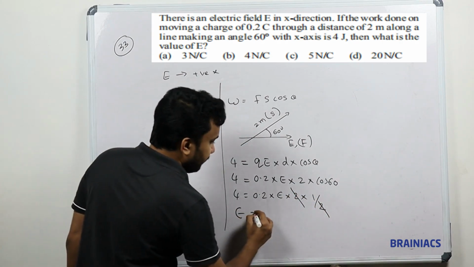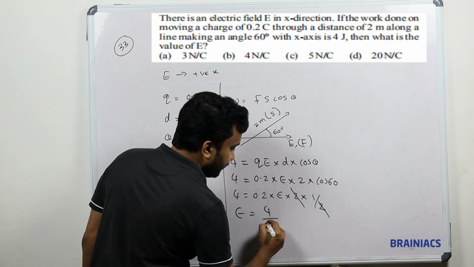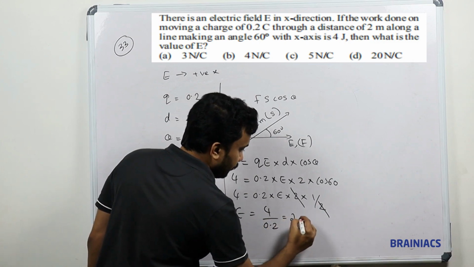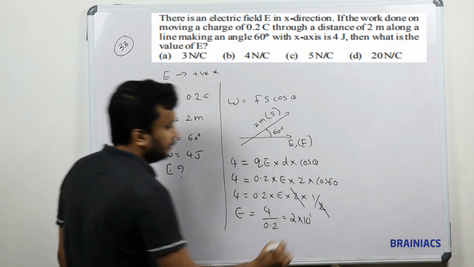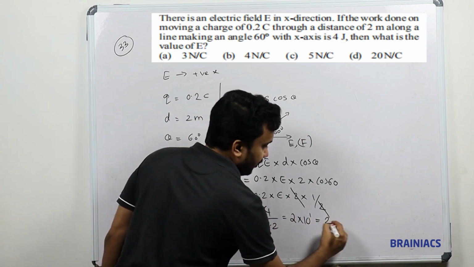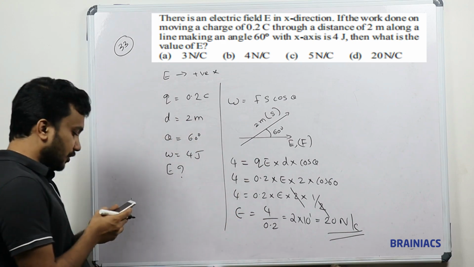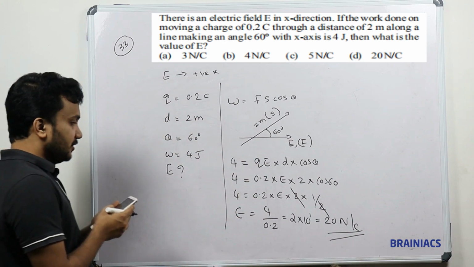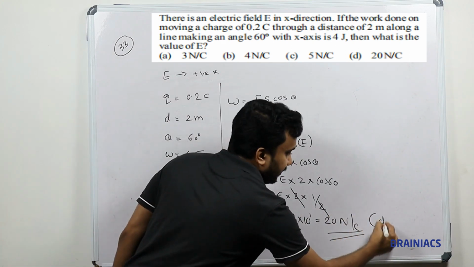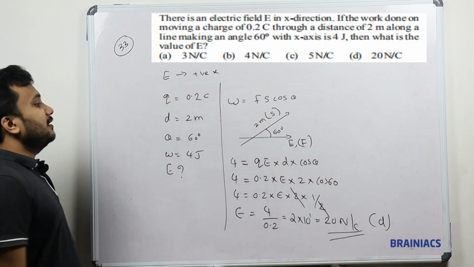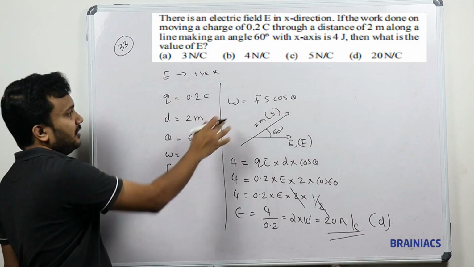So the electric field will be equal to 4 divided by 0.2, which is equal to 2 into 10 power 1, which means 20 Newton per coulomb is the right answer. 20 Newton per coulomb. So this matches with our option number D. Option D is the right answer for question number 33.